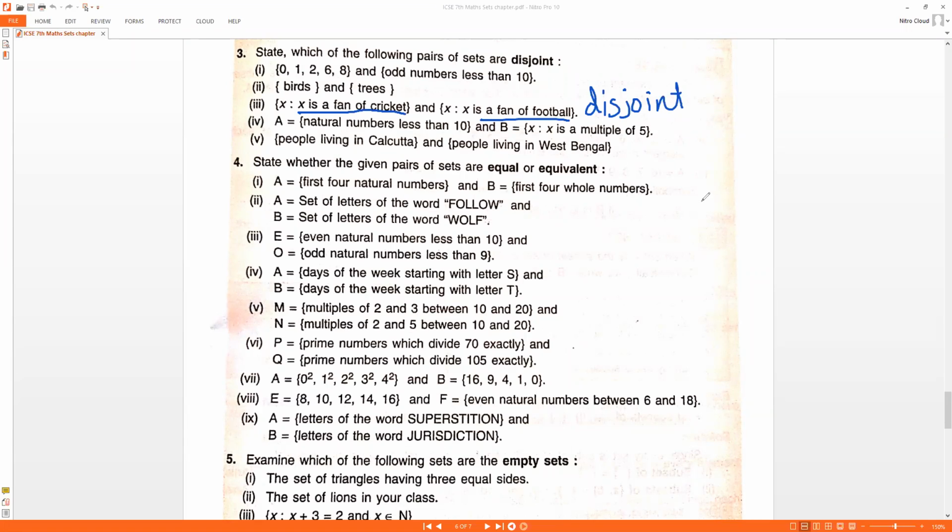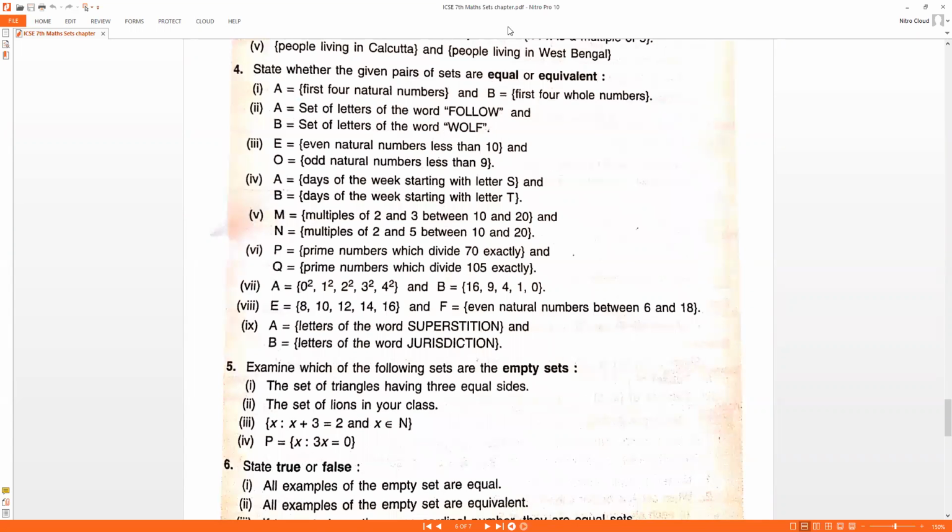Joint. Not disjoint. It's not disjoint because 5 is common. It is joint. Correct. People living in Calcutta and people living in West Bengal. Not disjoint. Actually this is a subset. Calcutta is a subset of West Bengal. But you are saying it is cut, so we'll see later. All right?